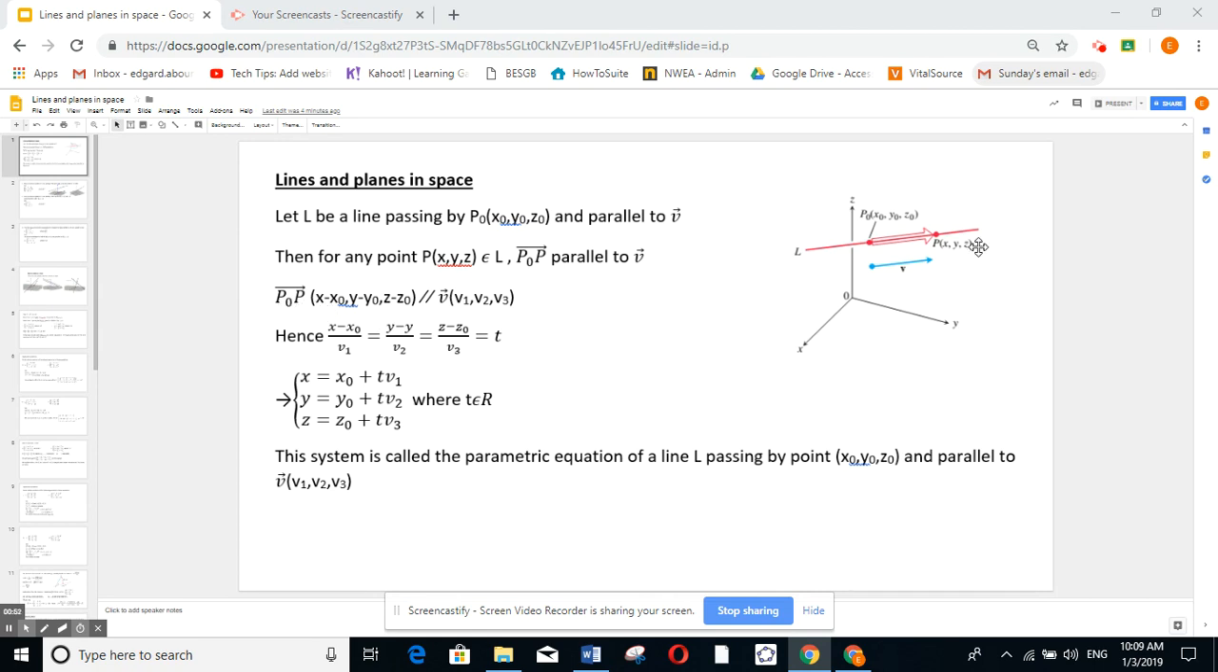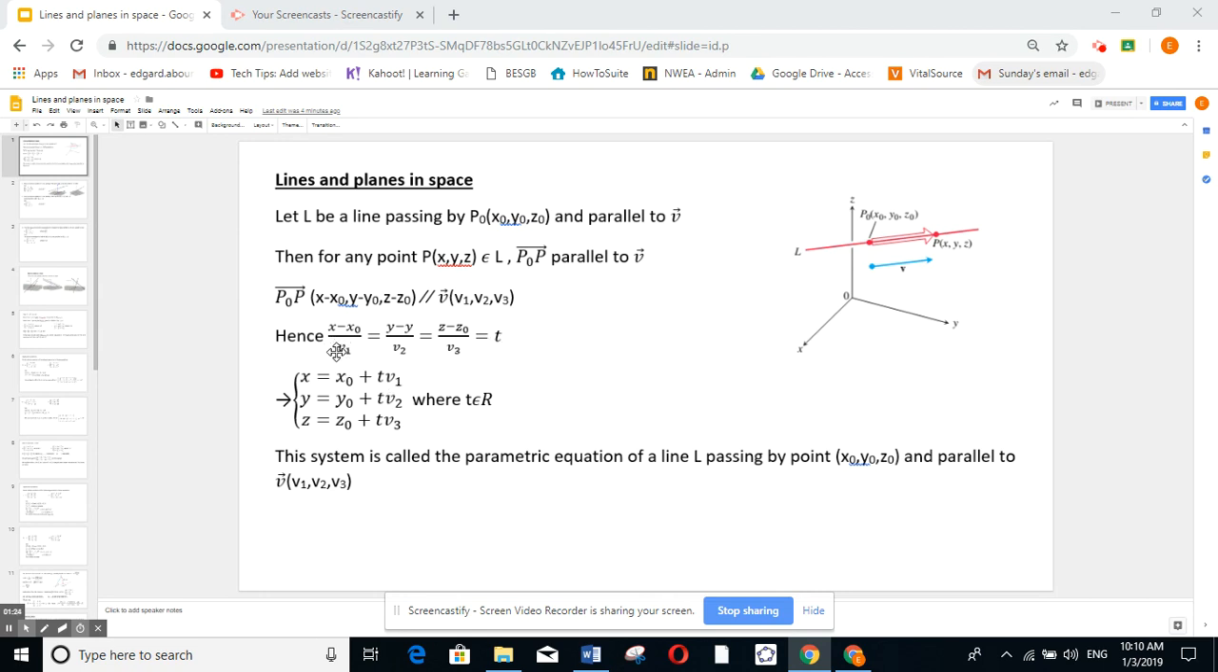P0 is given, and we let P have coordinates x, y, z. So you're going to get x of P minus x of P0: x minus x0, y minus y0, z minus z0, parallel to vector V, whose components are V1, V2, V3. Since they are parallel, we put the ratio of parallelism. So we say x minus x0 over V1 equals y minus y0 over V2 equals z minus z0 over V3, equal to a specific ratio t.